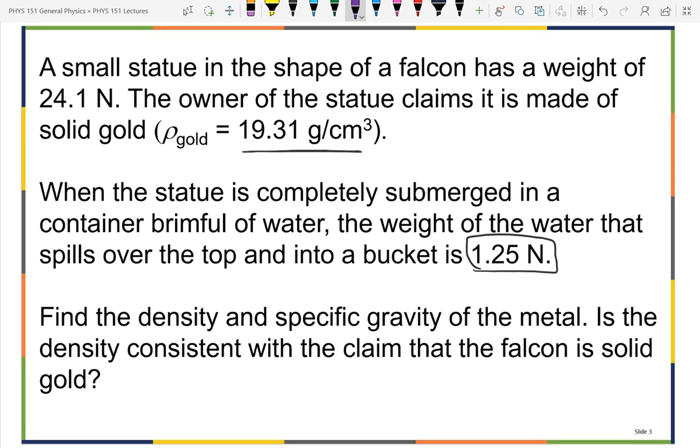Okay, that's the volume displaced. Well, it's the weight of the displaced fluid. So we can determine the volume displaced from this number. Why doesn't it tell us the buoyant force?